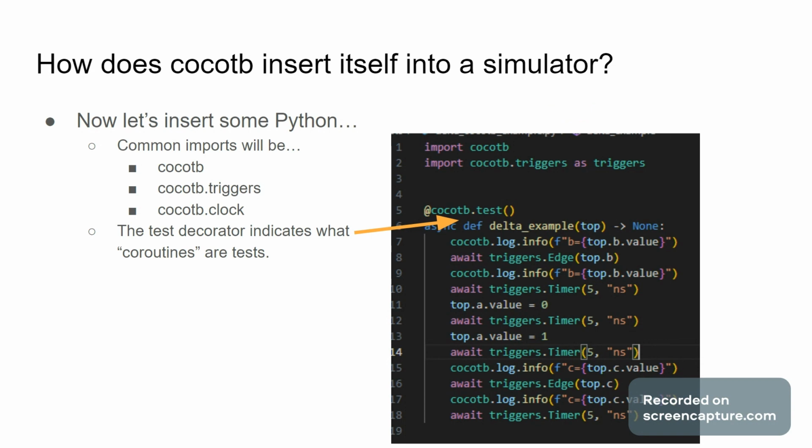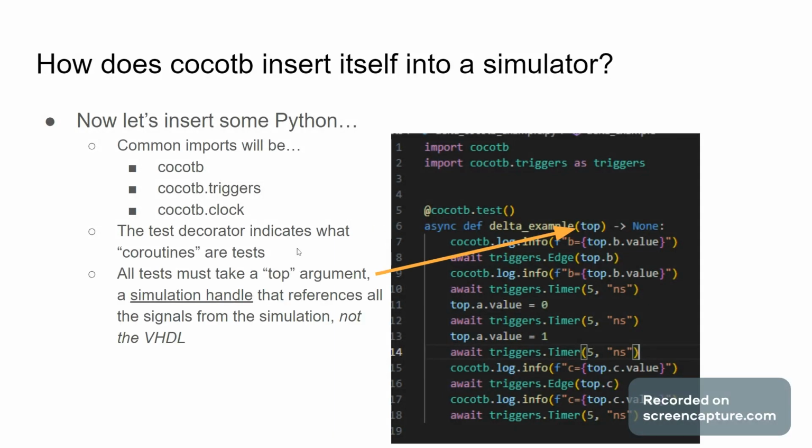From the cocotb module, the test decorator is how you indicate which coroutine is a test. In Python, a coroutine is any function that's qualified with the async keyword. And if you're making a coroutine a test, it needs to take one argument. This argument is the top argument, and this is a reference to all the simulation handles in your design. It's pretty important to understand that the simulation handles in cocotb reference the simulation objects that run in your simulator. They don't directly reference your actual HDL. It's whatever the simulator says is available. That's what cocotb can actually access.